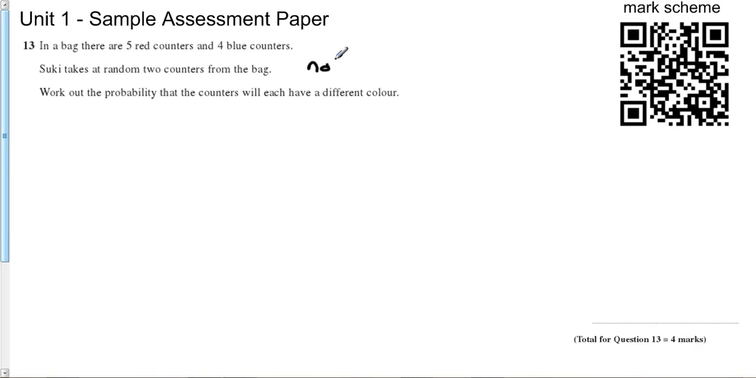So it's a case of not replacing, which makes a difference to the calculation we're going to do in a moment. Work out the probability the counters will each have a different colour. You don't have to use a tree diagram, but it just makes the whole process easier.